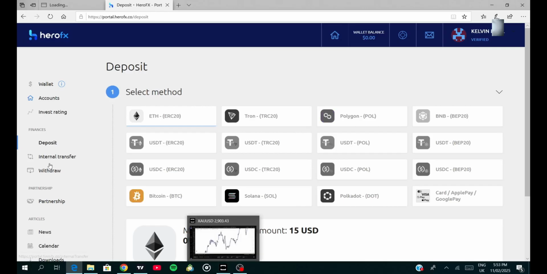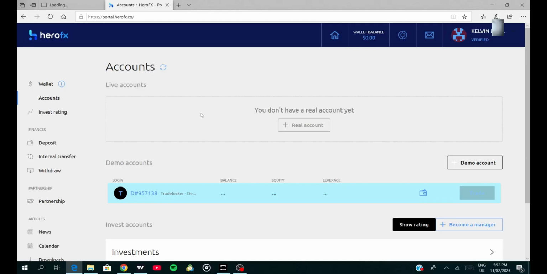Let's open Trade Locker, as you can see. But before we open Trade Locker, this is where you deposit. If you're using crypto, these are the options you have. Then the withdrawal, internal transfer, then your accounts. If you have a live account, it's going to show you. I've not created a real account because I still have another broker I trade with, which is Xness. I just opened this one for Trade Locker. So let's open Trade Locker.